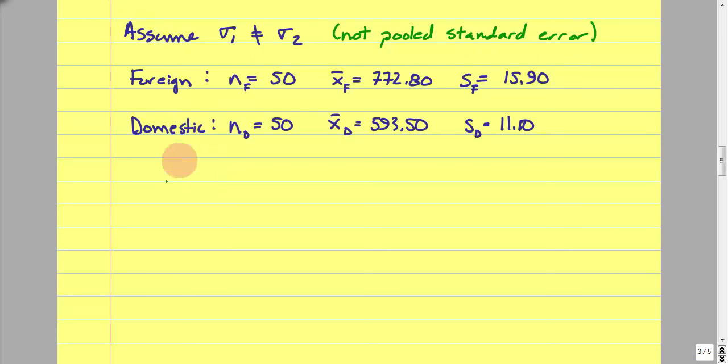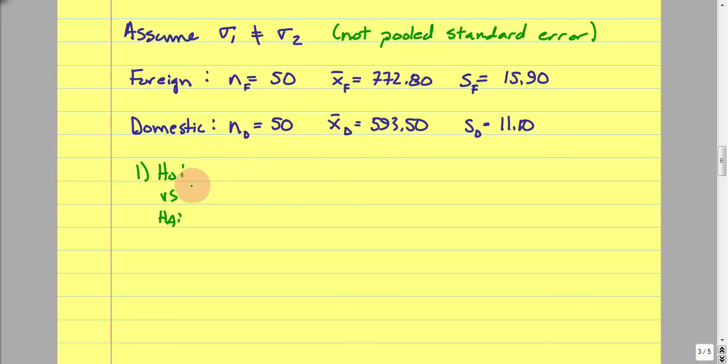Now let's get started with our hypothesis test. In this particular case, we were trying to determine if there was a difference in car payments between the foreign and the domestic group. We can clearly see that there is a difference, but the question is, is it a statistically significant difference or not? So we want to check if the average car payment for the domestic car purchasers is statistically significantly lower than that of the foreign.